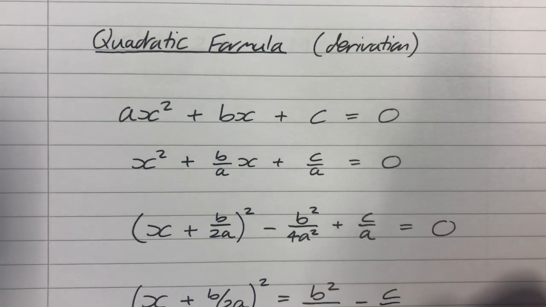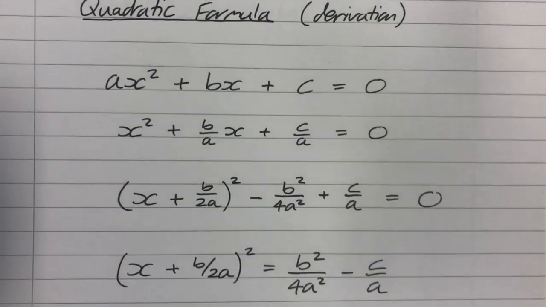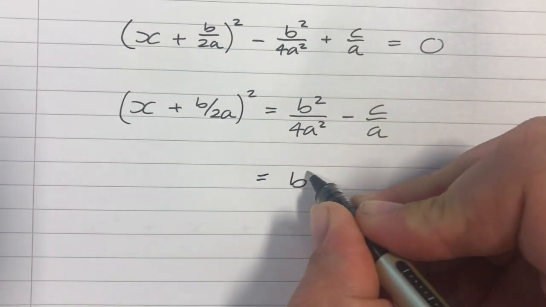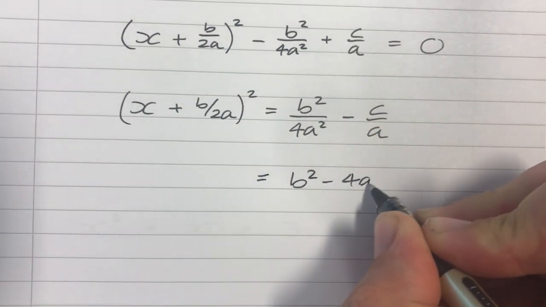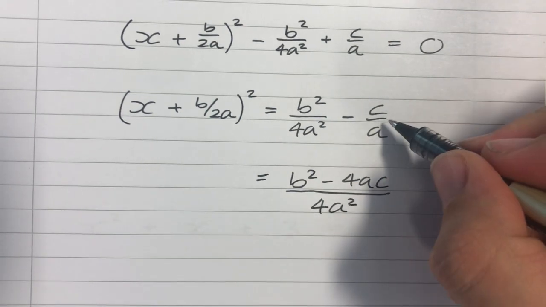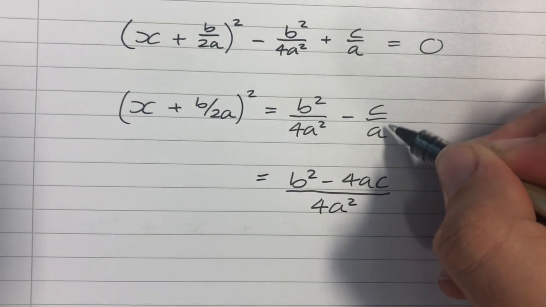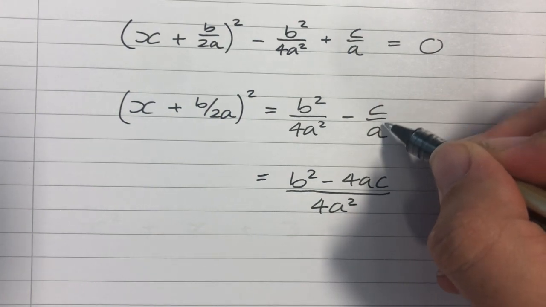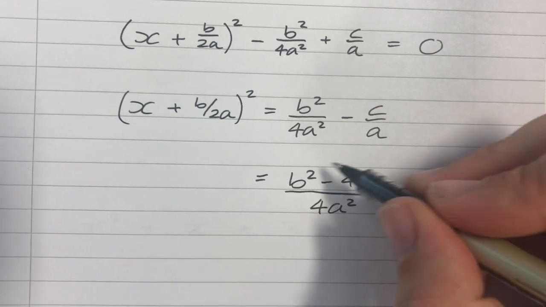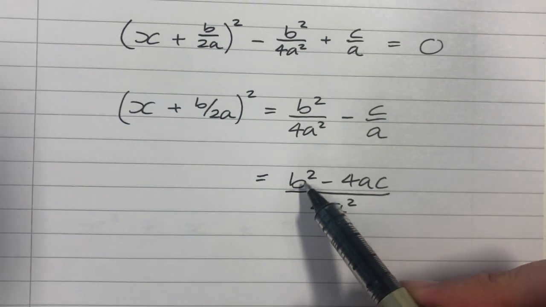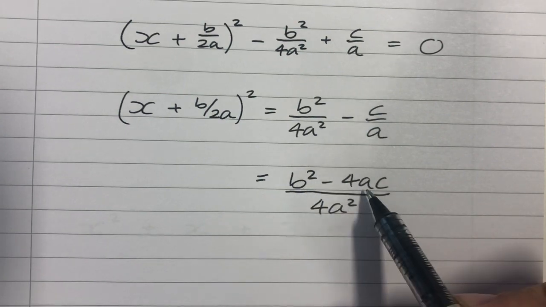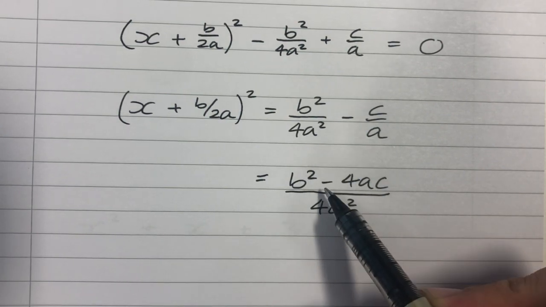Subtract c on a, which I'm now going to write as (b squared minus 4ac) divided by 4a squared. So I've taken this fraction and times it top and bottom by 4a so that the denominator of both these fractions are the same. So I can then combine the two fractions together. And we can see that the b squared minus 4ac term, which is in the quadratic formula, has appeared.